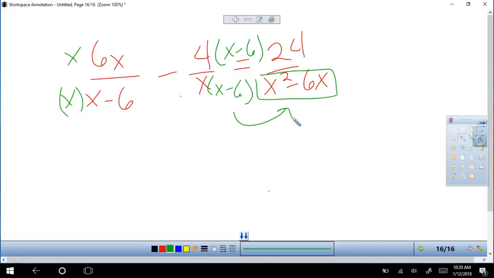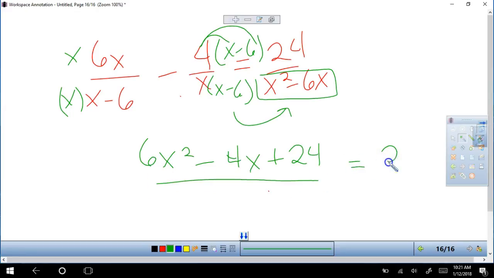So I distribute my tops. I get 6x squared minus 4 times x is 4x. 4 times negative 6 is negative 24. Plus 24 because negative, negative. The negative has to hit both. All over, who cares? Because my bottoms will be the same.